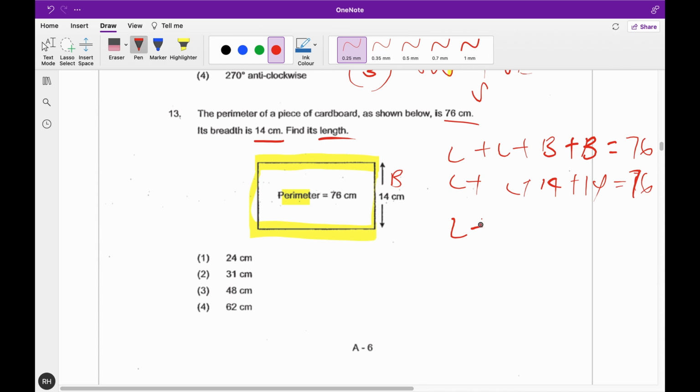So we know length plus length will be equal to 76 minus 14 minus 14, we'll have 48. So 2 lengths is equal to 48. 1 length will be 48 divided by 2, and we'll know the answer is 24. So this is 24, this is 24, and this is 14. So the length is answer 1.